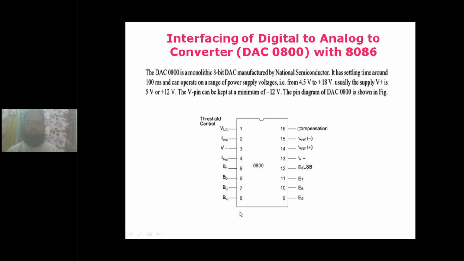So whatever the digital signal available over these lines, those signals will be converted into analog, and that analog signal is not available in the form of voltage, it is available in the form of current, I out. So you can collect the analog current from pin 2, and you can collect the analog current from pin 4.